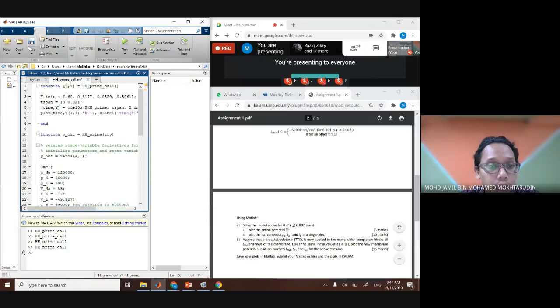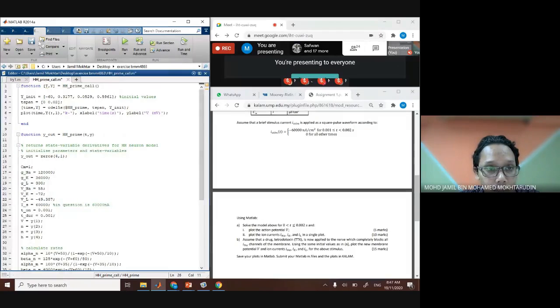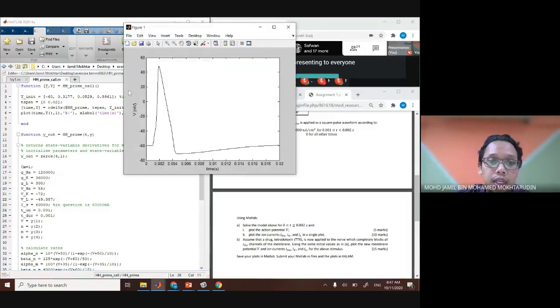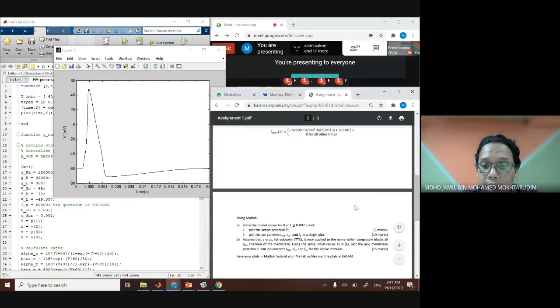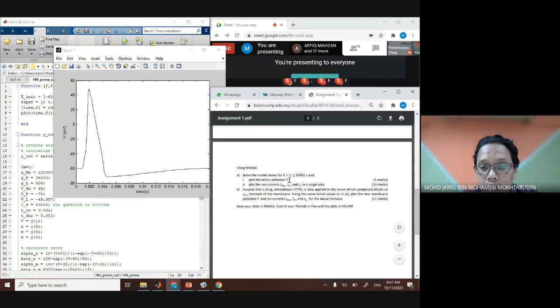Okay, so after you copy paste the code, then when you run, then you should get this graph, okay. So this graph is your action potential V. Okay, question A1. So question A2 ask you to plot the ion current, the sodium current, potassium current, and the leak current IL in a single plot.